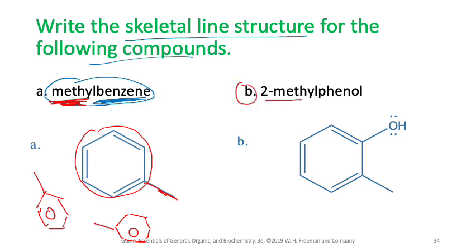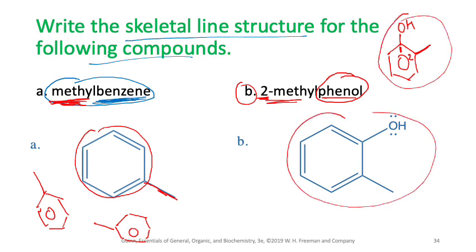Part B says 2-methyl phenol. When I see this name, I know the parent chain is phenol. And what is phenol? Phenol is a benzene with an alcohol group. Then it says on the second carbon of this phenol you have a methyl group, so you specify this is 1, this is 2. You can just write the methyl group. This is your 2-methyl phenol. Same thing. So this is how you normally draw the structure, by looking at the name of the parent chain, right?